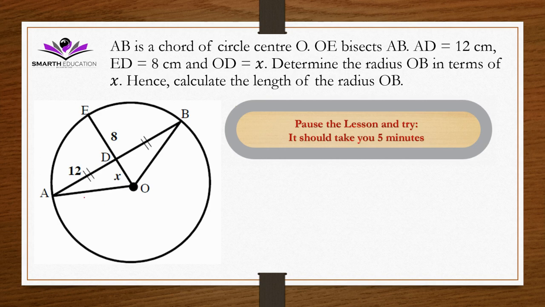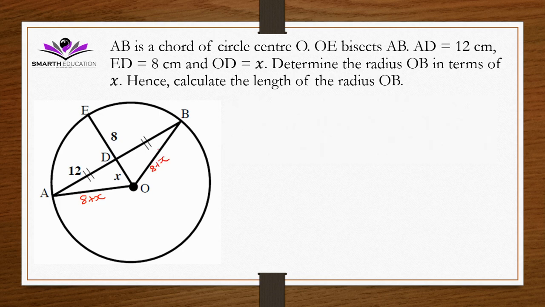Now we know that. Let's write our information. We said here is 8 plus X, and then here 8 plus X. Let's try. Let's do it together. AB is the chord of the circle, right? OE bisects AB. Very important.